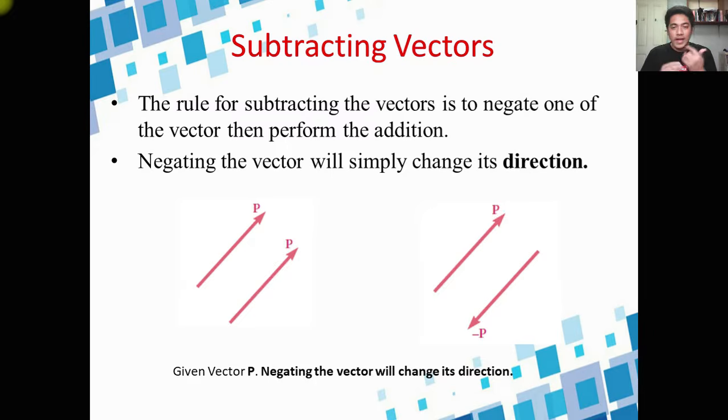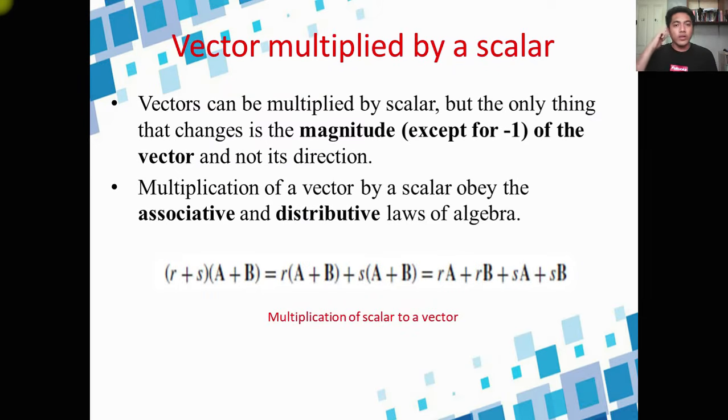Okay, so it would not affect its magnitude, meaning the length of the vector, because we only multiply by a negative to our vector. So that's the meaning of negating the vector. It simply changes its direction. So, a vector can be multiplied by a scalar. But the only thing that changes is the magnitude, except for -1.